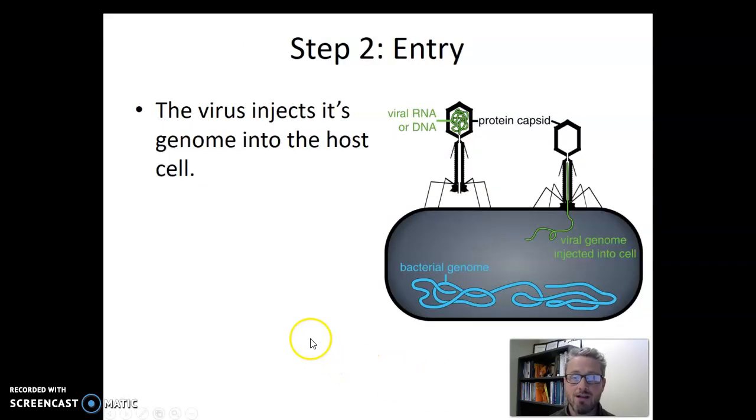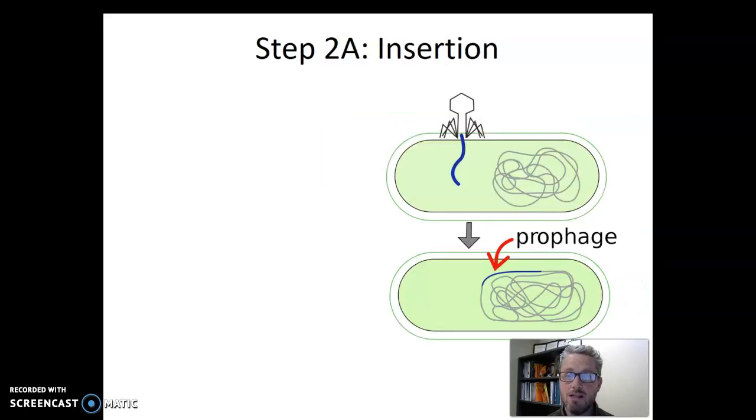Next, we've got entry. Again, during entry, the virus injects its genome into the host cell, so its DNA or RNA leaves the capsid and goes into the cytoplasm of the host cell. That's it. That's entry. That's exactly the same in both the lytic and the lysogenic life cycles. Again, this is where the lysogenic life cycle deviates and we get a unique step.